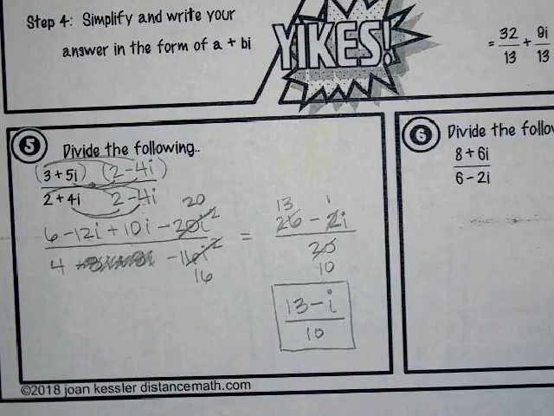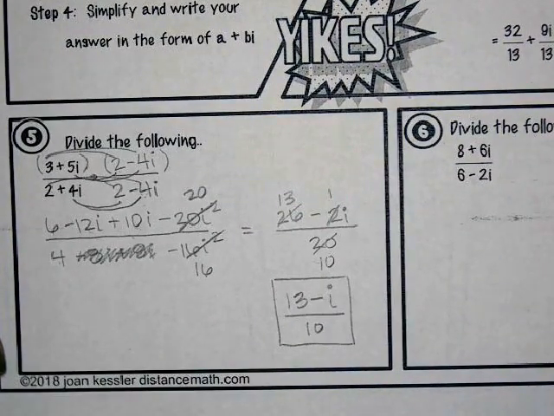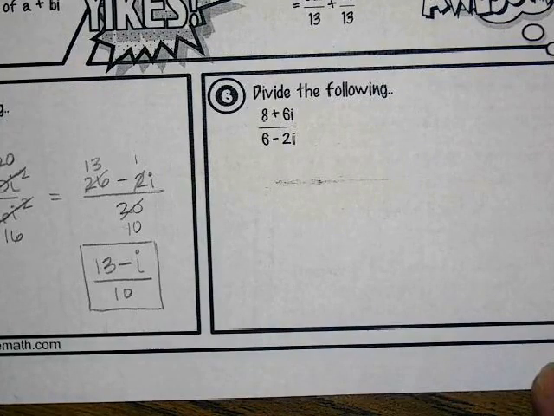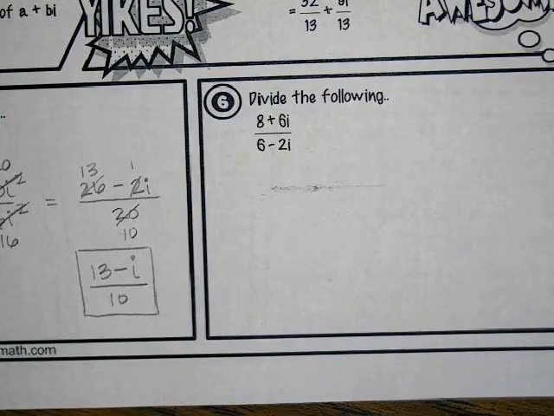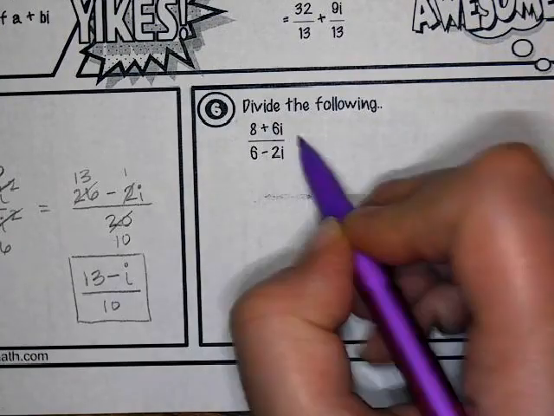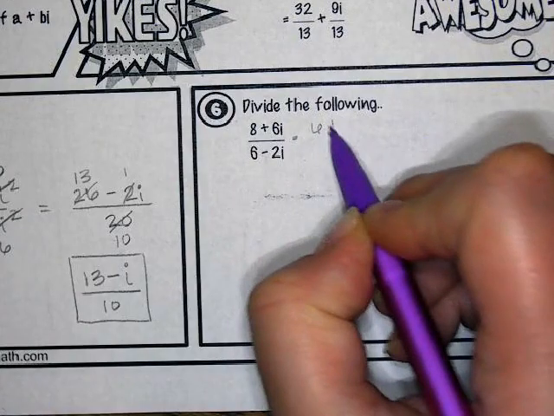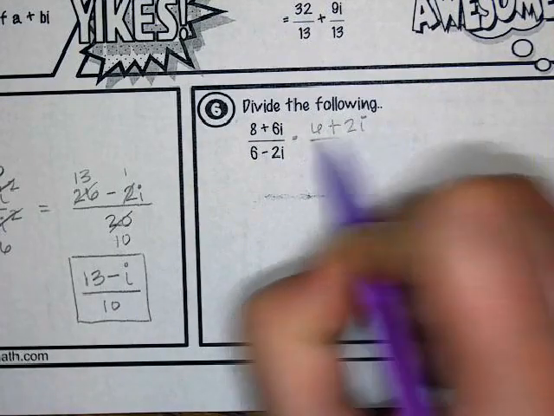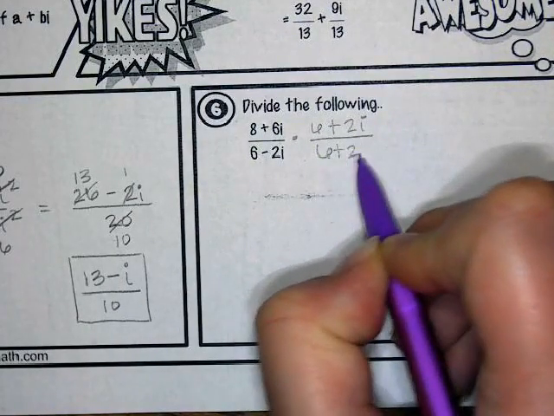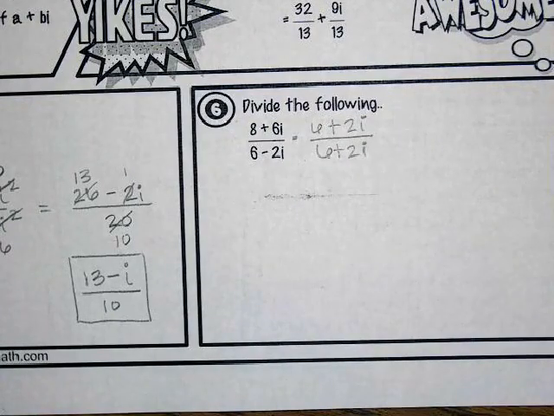Okay. How do we feel about that? Make sense? Yeah. Okay. Let's try the next one. What should we multiply by? 6 plus 2i over 6 plus 2i, okay? And then let's go ahead and go through the process of FOILing.